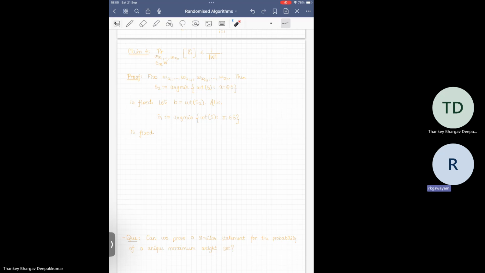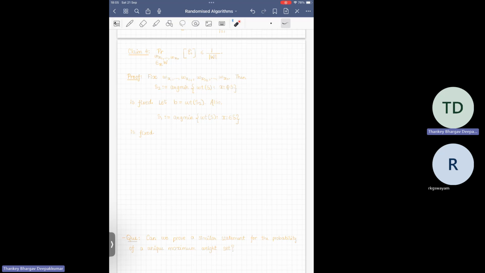So then, out of the many possibilities, we will pick the one whose weight is minimum. So that is also fixed. Okay, so this argument doesn't work.